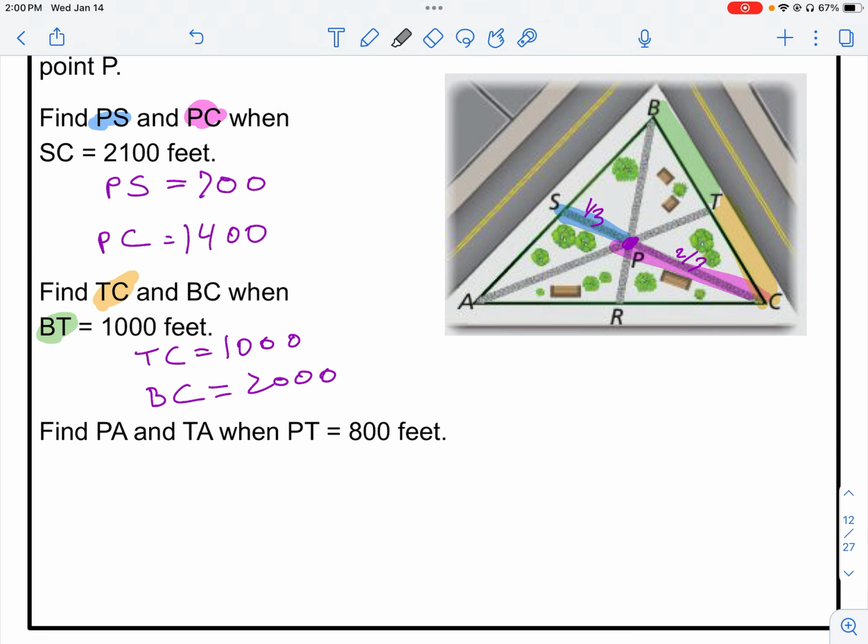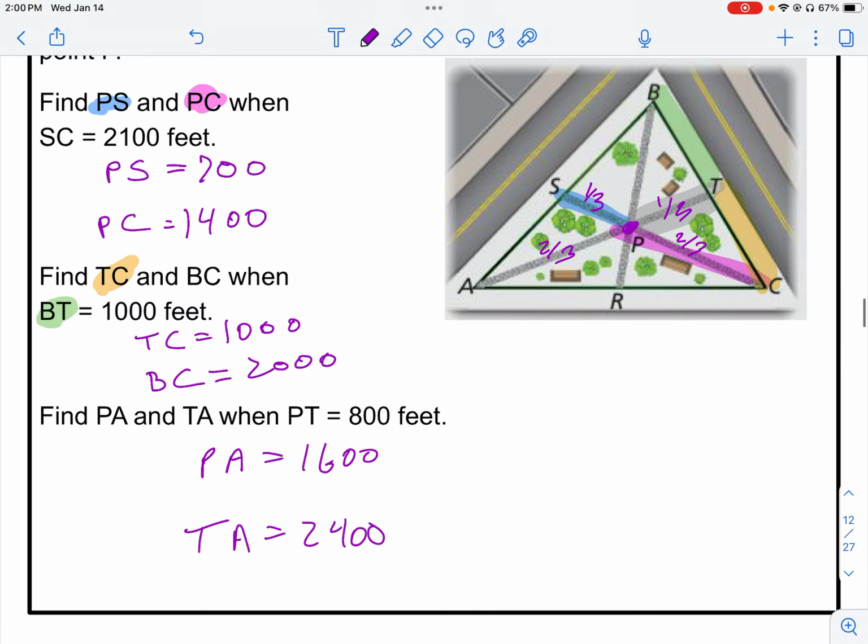All right, so find PA and PT when PT, this guy here in gray, is 800 feet. That is the 1/3 side. PA is the 2/3 side, so it's going to be double PT, or 1,600 feet. And then TA is going to be 3/3, or 2,400, or 1,600 plus 800. Still 2,400 feet. We will stop there and pick up altitudes in the next video.